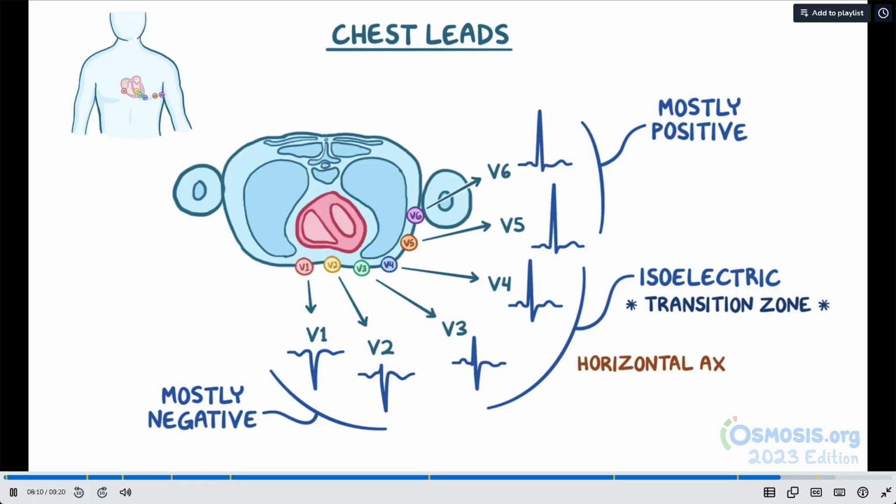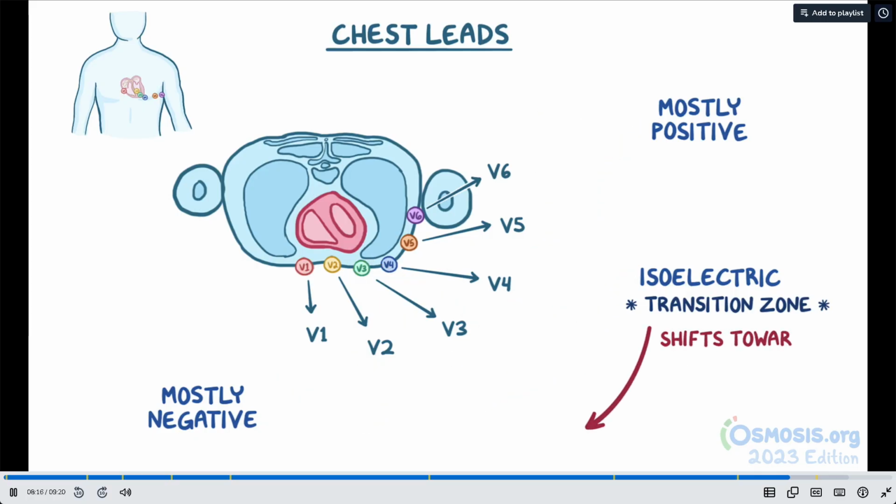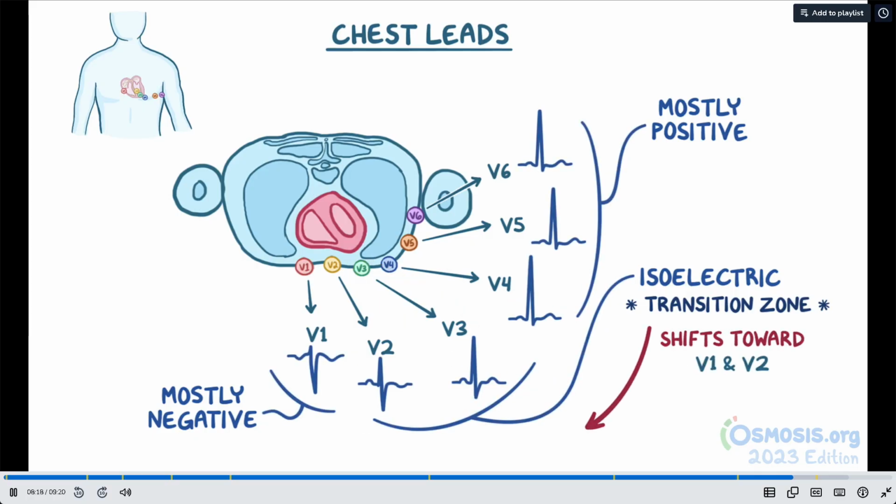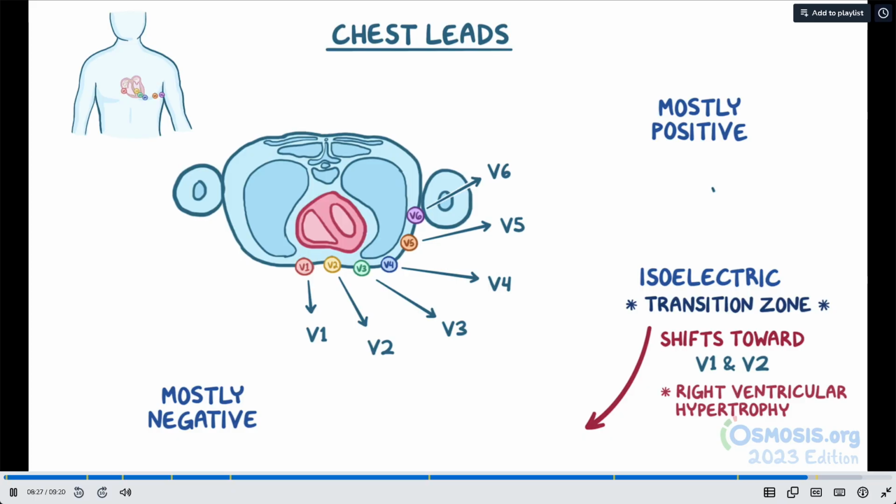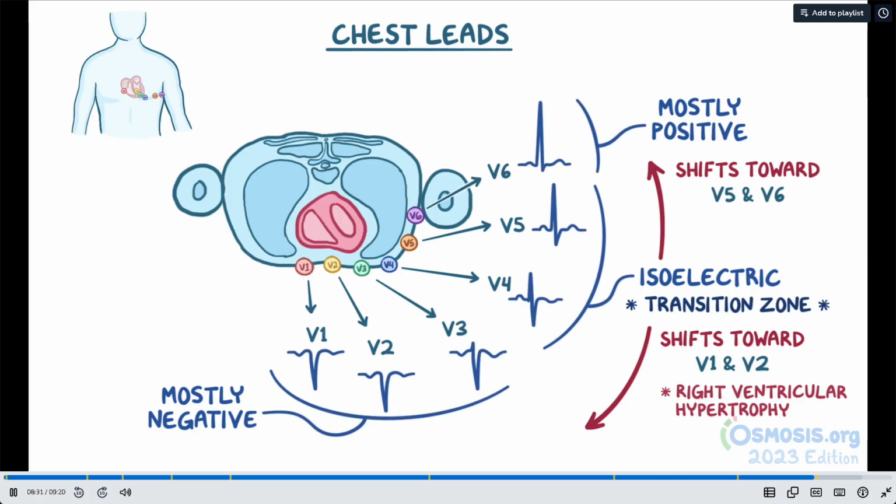Here, the horizontal axis of the heart lies along the isoelectric chest lead. If that transition zone shifts toward V1 or V2, then it suggests that the heart might be rotated to the person's right, which can happen if the right ventricle is hypertrophied. On the flip side, if leads V5 or V6 look isoelectric instead of positive, it suggests that the heart might be rotated to the person's left, which can happen if the left ventricle is hypertrophied.